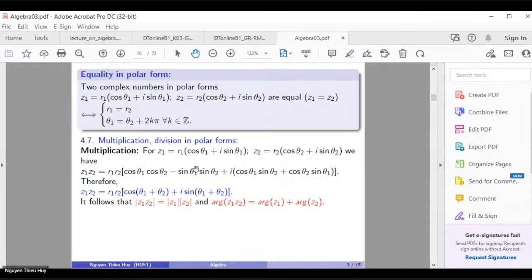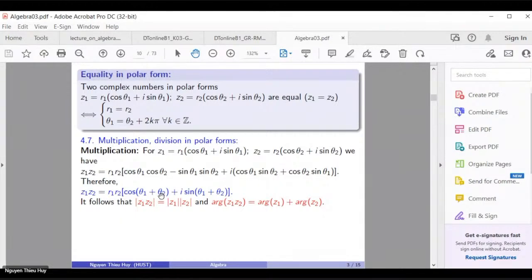But now I am using the trigonometric formulas that you learned in 11th class, right? So this cos theta 1 cos theta 2 minus sine theta 1 sine theta 2 is just cos of theta 1 plus theta 2, and this cos theta 1 sine theta 2 plus cos theta 2 sine theta 1 is just sine of theta 1 plus theta 2. So at the end we obtain this blue formula. And actually this is again a polar form with the modulus r1 multiplied by r2, and the argument is theta 1 plus theta 2.